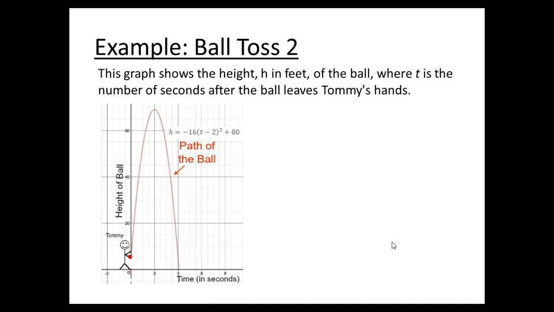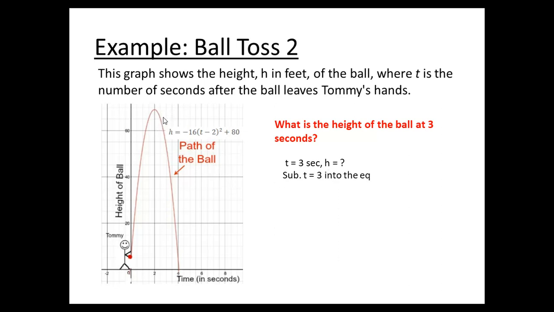Let's look at another ball toss question. This graph shows the height in feet of the ball, where t is the number of seconds after the ball leaves Tommy's hand. What's the height of the ball at 3 seconds? Well, we know that when t is equal to 3 seconds, we are going to have a corresponding h coordinate. Now, since I can look at the graph and I won't be able to get an exact number, I could use the equation by subbing t equal to 3 into the equation.